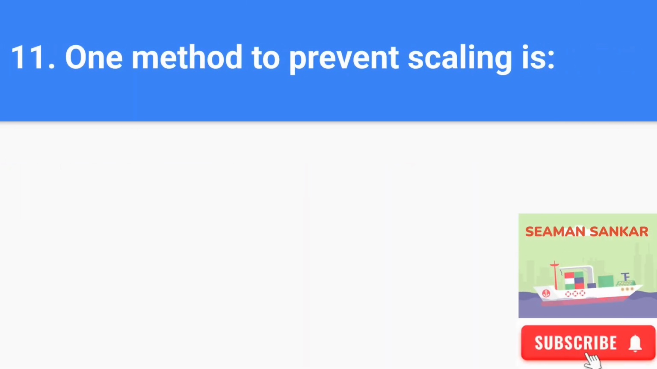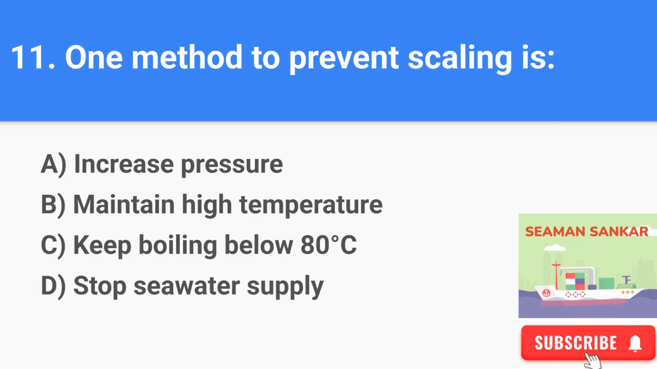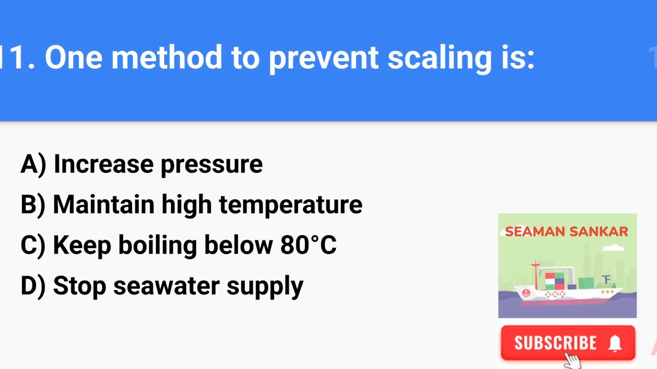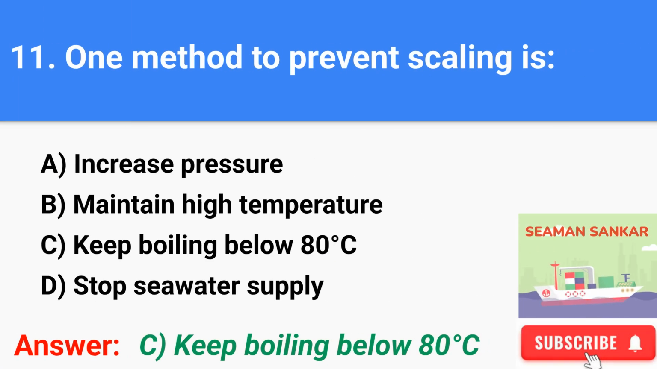Question 11. One method to prevent scaling is A. Increase pressure, B. Maintain high temperature, C. Keep boiling below 80 degrees Celsius, or D. Stop seawater supply. The correct answer is C. Keep boiling below 80 degrees Celsius. Operating at lower temperatures minimizes the precipitation of scaling salts.